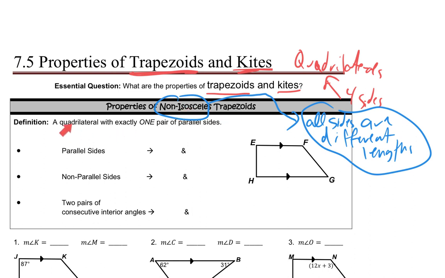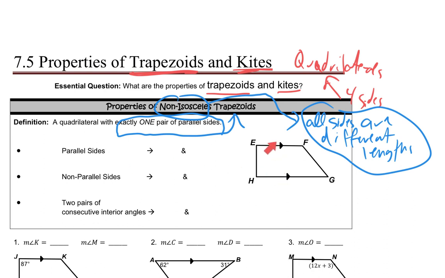Okay, so we said it is a quadrilateral, right? Because quadrilateral means four sides. But specifically on a trapezoid, a trapezoid means it has exactly one pair of parallel sides. Okay, so if we look right over here, this, remember, means parallel. So these two are the one pair of parallel sides.